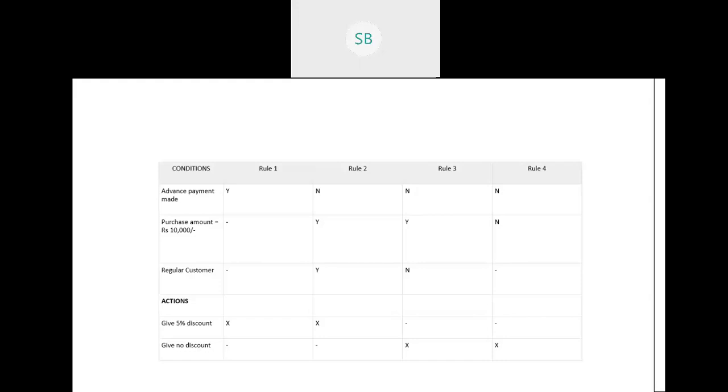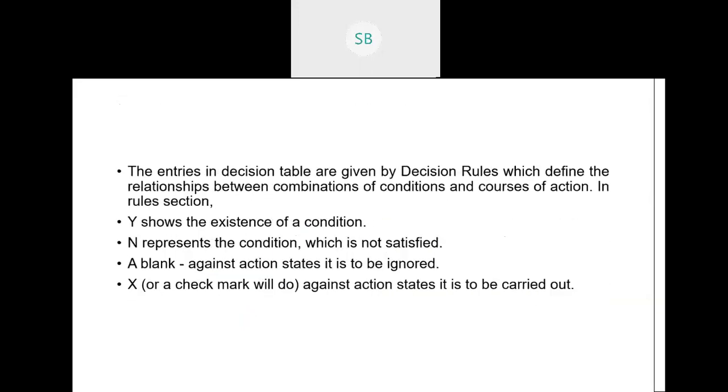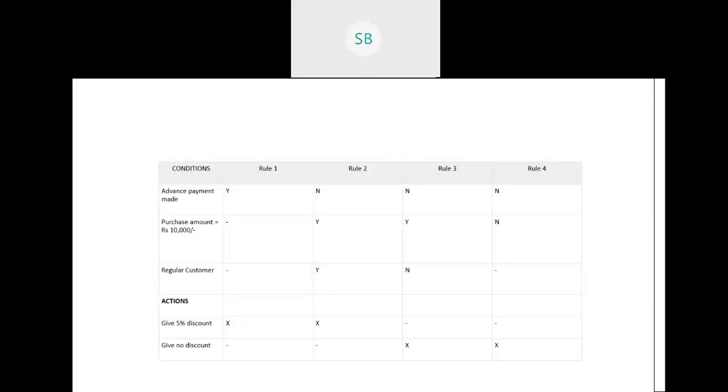This decision table and this diagram mean the same thing. Here it is shown as a tree diagram, and here it looks like a normal row-and-column matrix table. It looks like a matrix. Any confusion till this point?